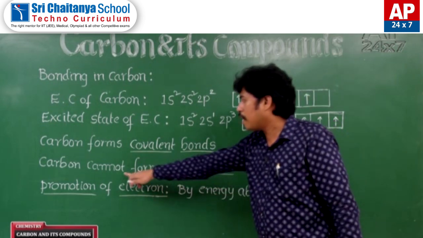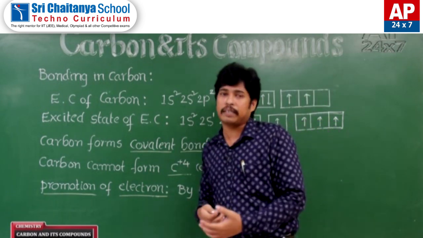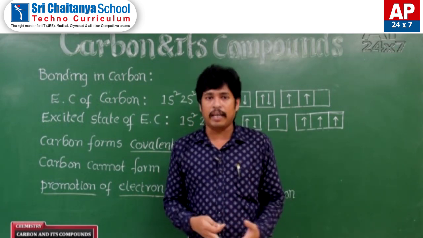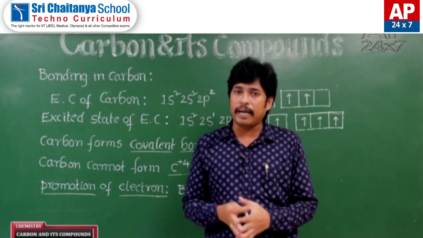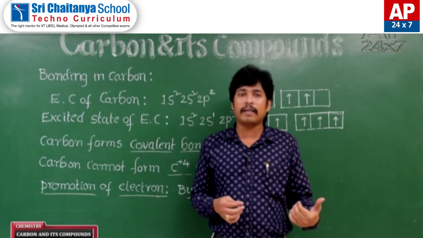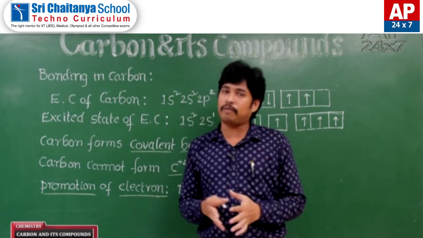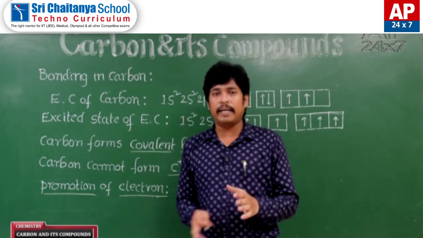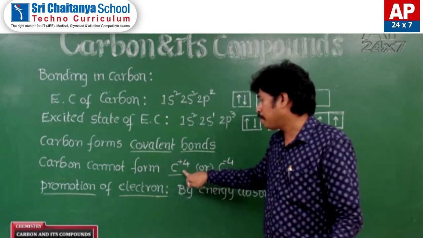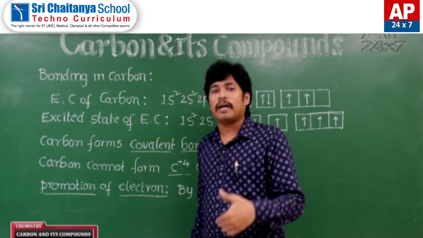Since carbon cannot form either C+4 or C-4, here I am asking you one question. Whenever ion formation is not possible for an element, can we observe the formation of ionic bonds? No, it is not possible. Only when either loss of electron or gain of electron is possible for the element can we observe the formation of ionic bonds. But carbon cannot form either C+4 or C-4, so we can conclude that carbon cannot form ionic bonds.